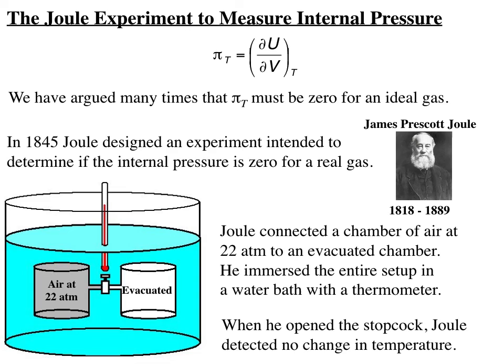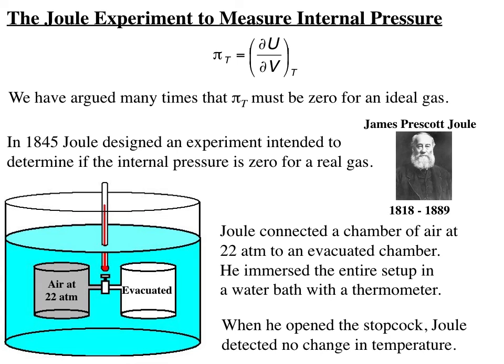But since they have no potential energy to begin with, that does not affect the energy of the ideal gas. So pi t phenomenologically is 0 for an ideal gas. In a few slides ahead, we're going to be able to prove it mathematically now that we're introducing these new tools. But for now, we have already made several claims that pi t is 0 ideally.